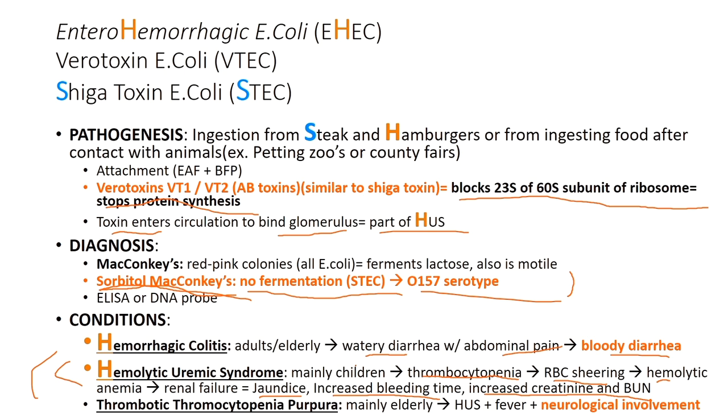So another presentation is if we add some fever into this presentation and neurological involvement, that's going to then give us the diagnosis of TTP. So if you see neuro, TTP; no neuro, then you're thinking of HUS. I mean, there's a small amount of neuro in HUS, but severe neuro is going to be your TTP.